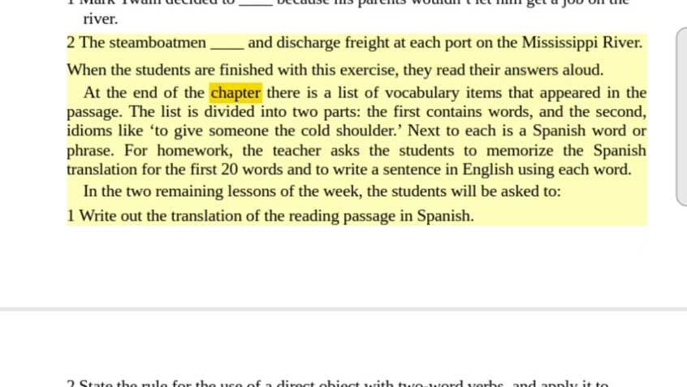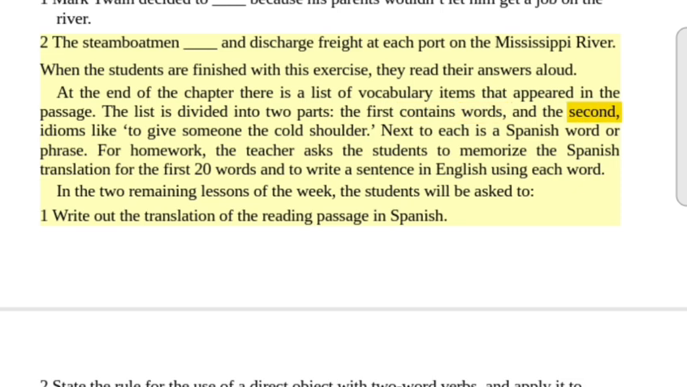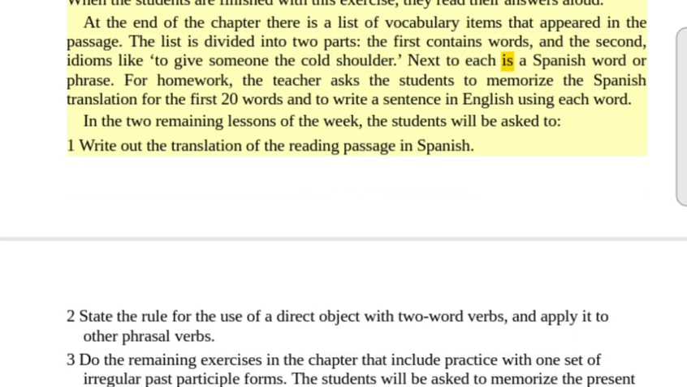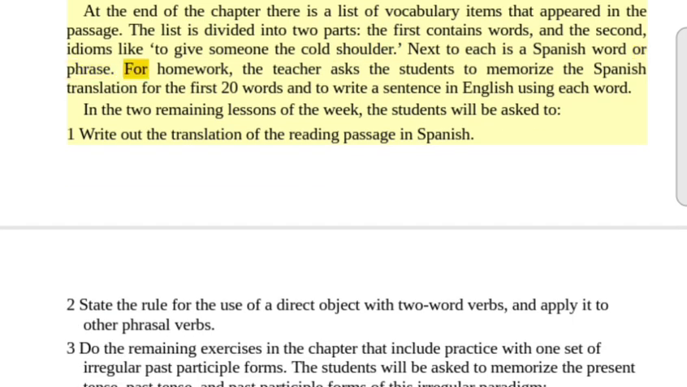At the end of the chapter there is a list of vocabulary items that appeared in the passage. The list is divided into two parts. The first contains words, and the second, idioms like, to give someone the cold shoulder. Next to each is a Spanish word or phrase. For homework, the teacher asks the students to memorize the Spanish translation for the first 20 words and to write a sentence in English using each word.